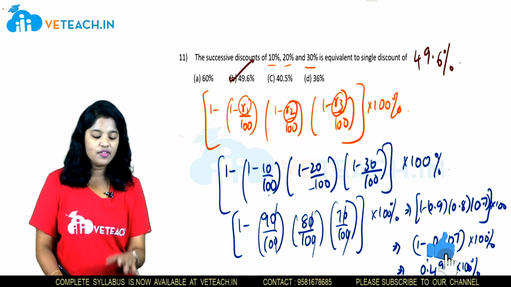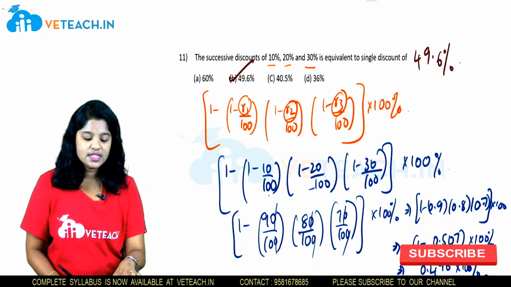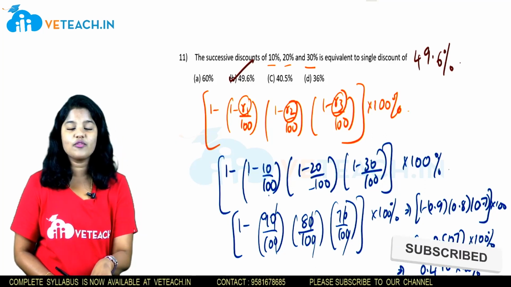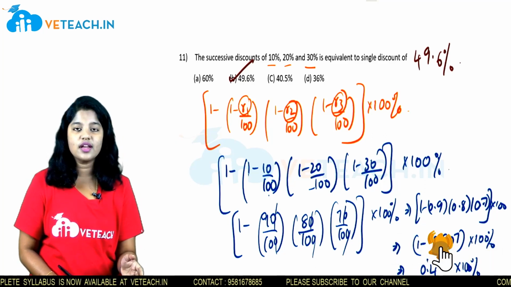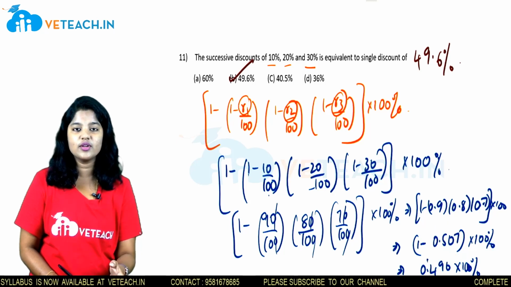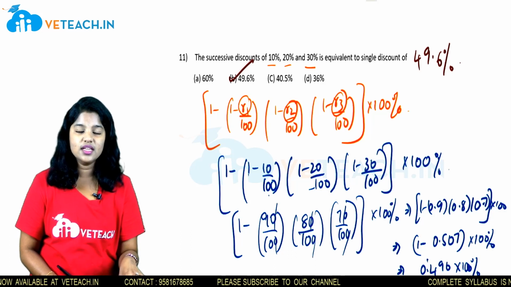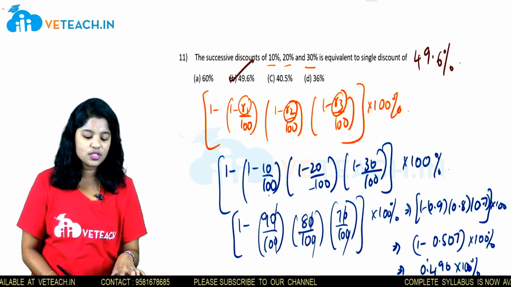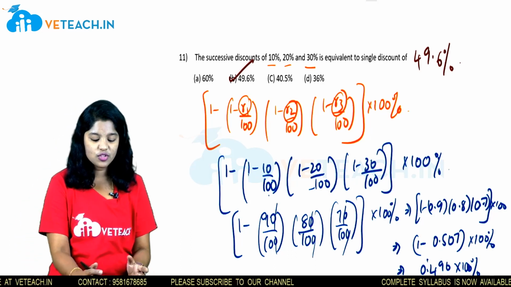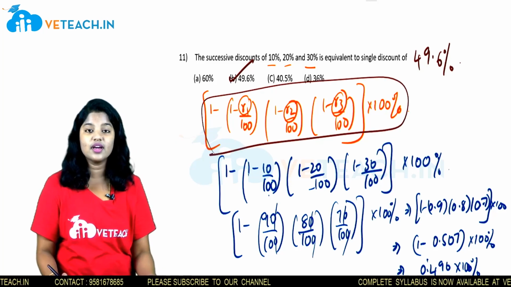So if they have given in the same sum 10 and 20 and 30% of some amount, then we can simply write down 10 by 100 into 20 by 100 into 30 by 100 into that particular value. But they did not give any number here, but they asked the successive discount of an amount. So then we should use only this formula to get our correct answer.